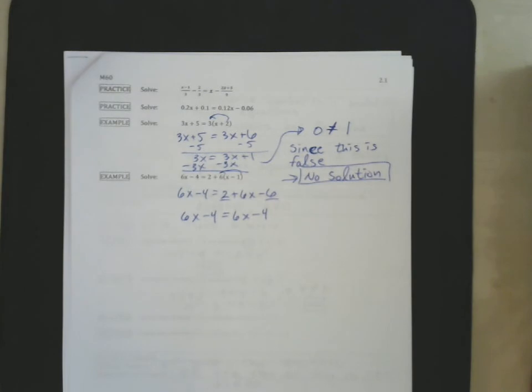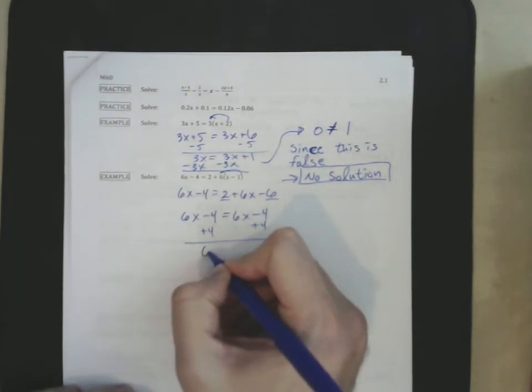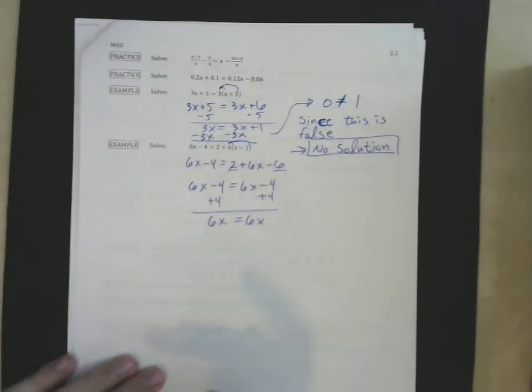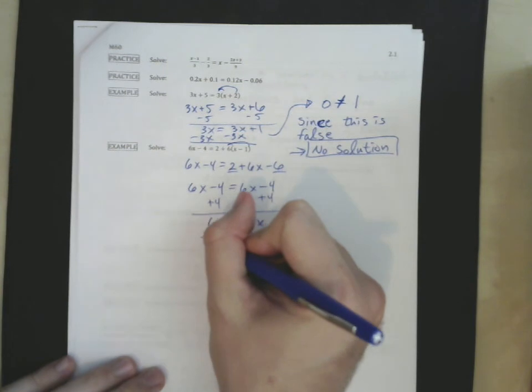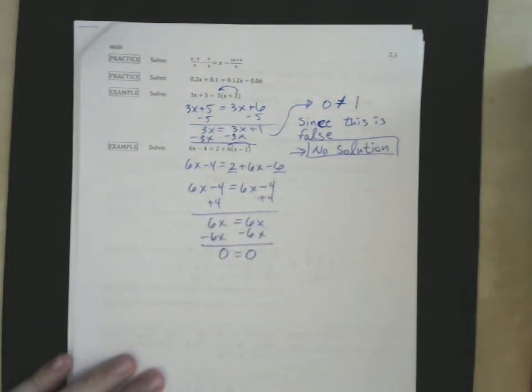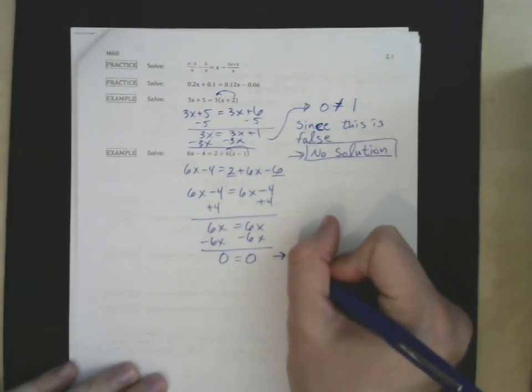And even if you didn't quite catch this and you kept going, and we add 4 to both sides, we get 6x equals 6x. Also still true. And even if you didn't quite catch that and you subtracted your 6x's, we get down to 0 equals 0. And 0 is always equal to 0. So this is what we call an identity.